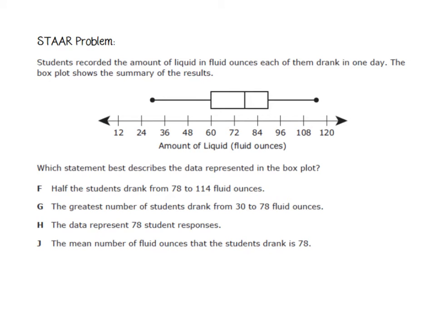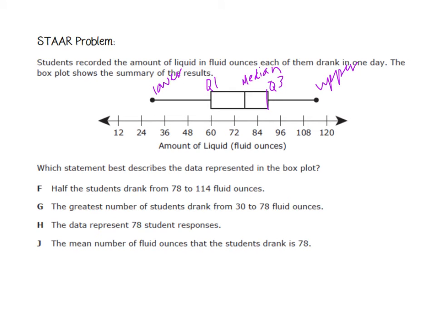So here's a star problem. Students recorded the amount of liquid and fluid ounces each of them drank in one day. The box plot shows the summary of the results. So let's go ahead and label our pieces just so that we could be a little bit more familiar with where the pieces go. The middle is my median. This is my lower. This is my upper. This is my Q1, where that line is, the end of the box, and Q3, the other end of the box.